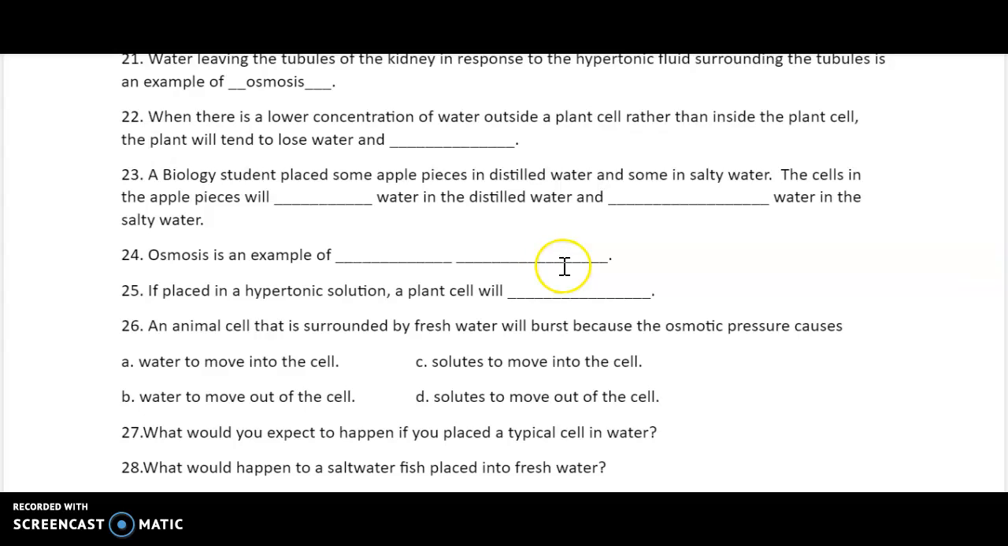Number 22, when there is a lower concentration of water outside the plant cell, rather than inside the plant cell, the plant will tend to lose water and shrivel, wilt, shrink. Being a plant, we're going to say wilt. You may put that the cells will shrink, and they're losing water.